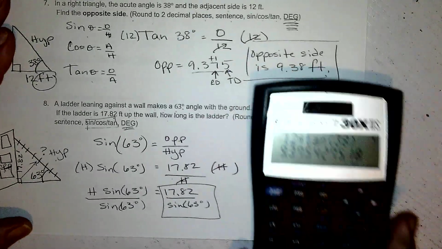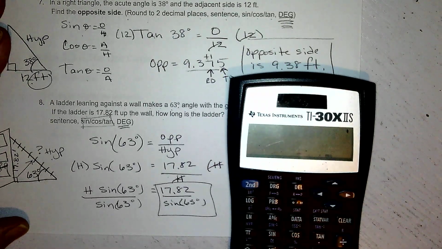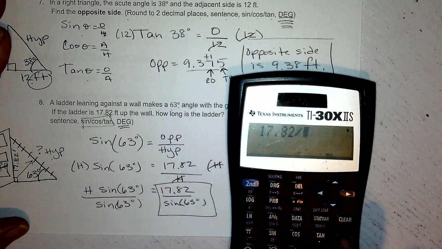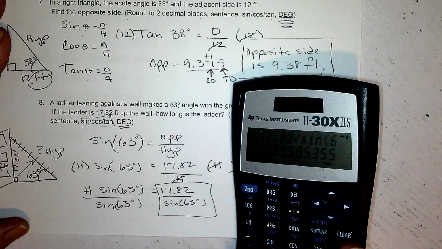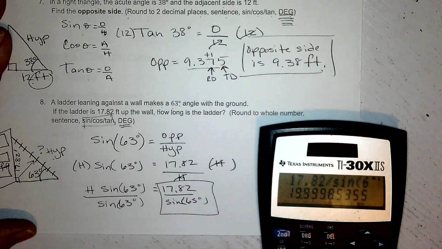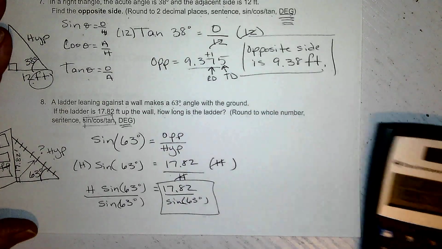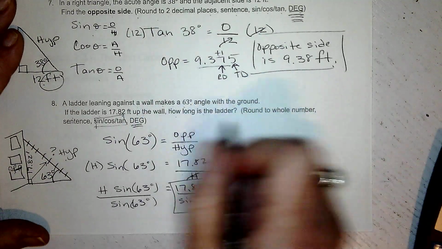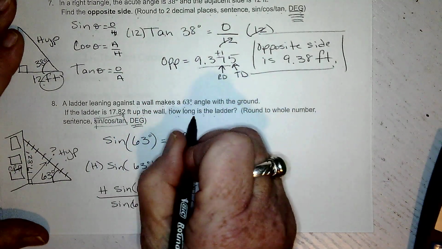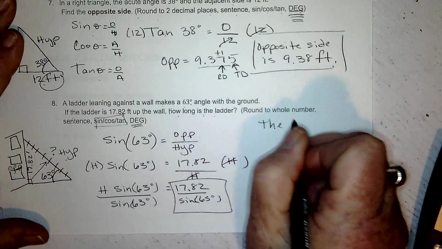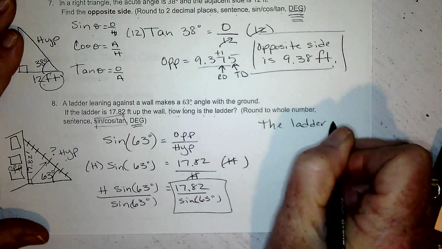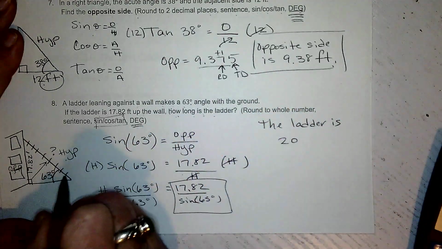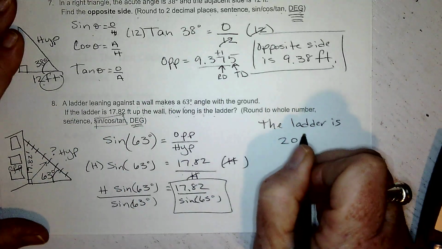All right, so this is what we're going to put in our calculator. Make sure your calculator is in degrees. 17.82 divided by sine of 63, and that is 19.99999. So we're rounding to the whole number. I did that on purpose because it is 20. So how long is the ladder? The ladder is 20, and it's feet long.